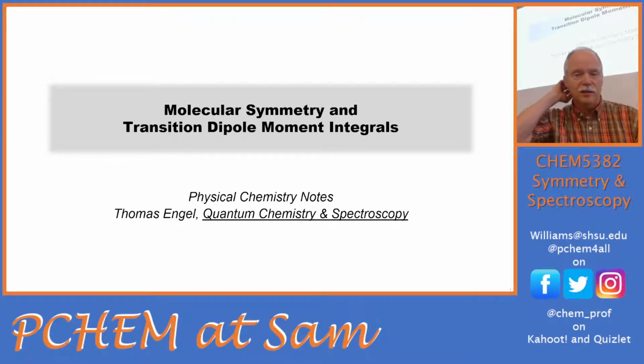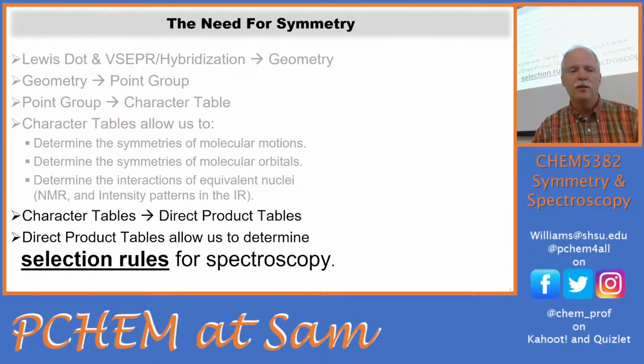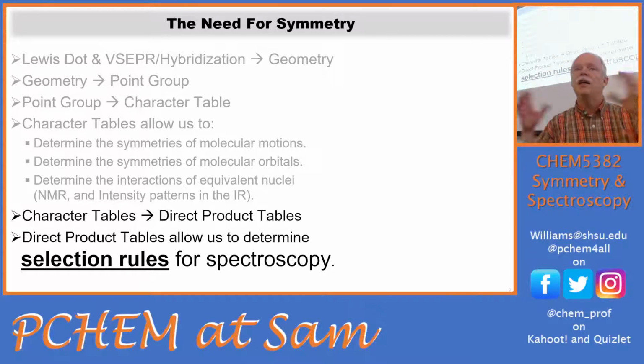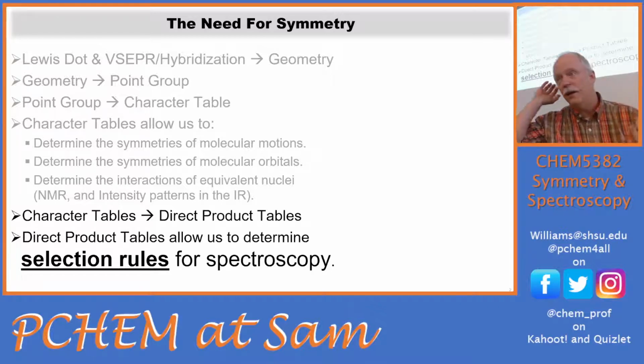We're going to look at molecular symmetry and the transition dipole moment integrals. And this is really the point of using point group symmetry. So this is way down the table. We've talked about the need for symmetry. We start with that Lewis dot structure. We get a 3D shape, and then we get the point group, and now we have the character table. We just went through all of the MOs and the vibrational motions and assigning symmetries to those. Now, it's more than just fun, okay?